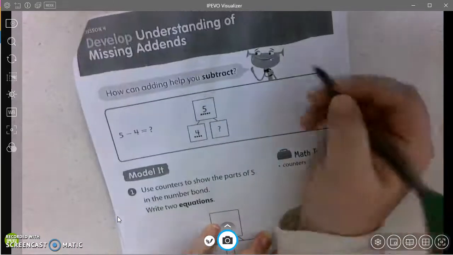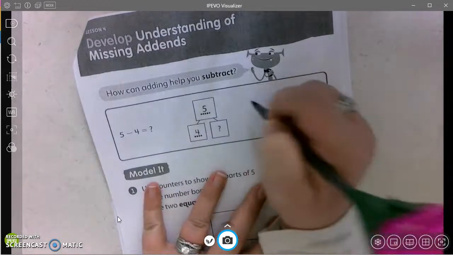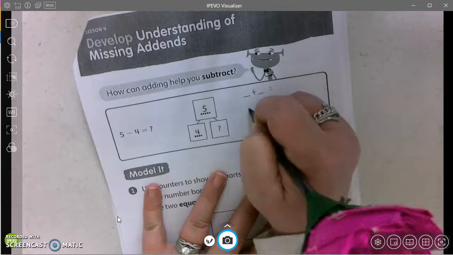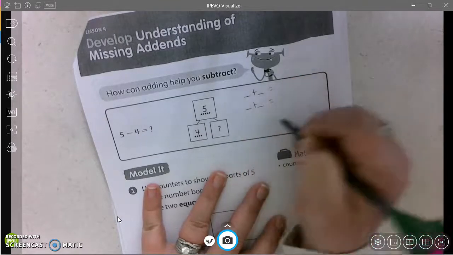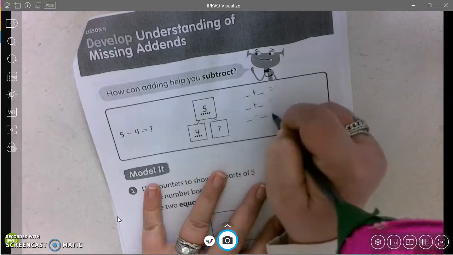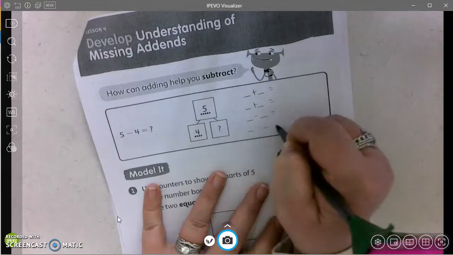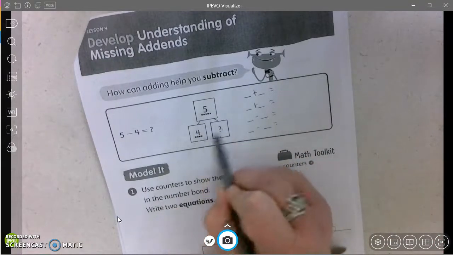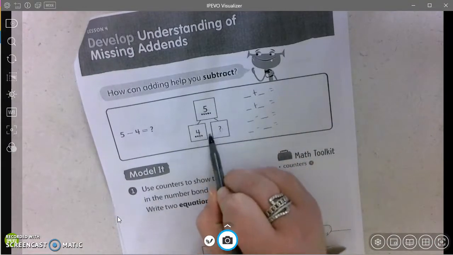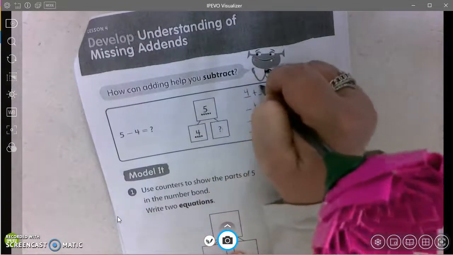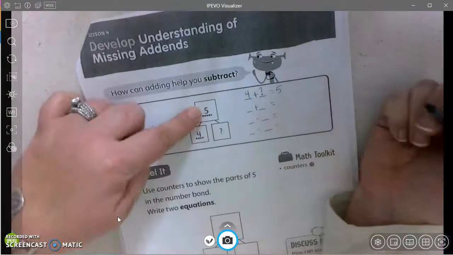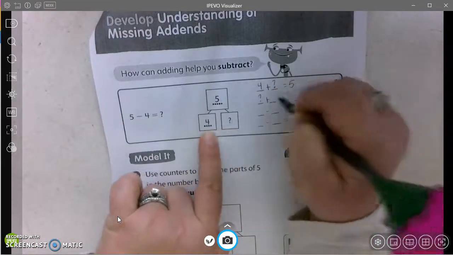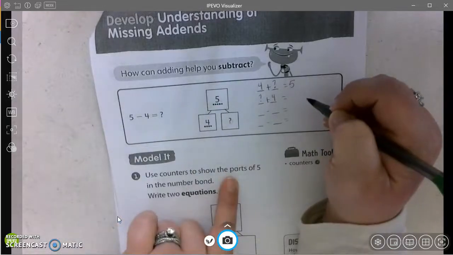4 equations. It's been a long time since we've done math, isn't it? So there's 2 addition equations for a fact family, and then there's 2 subtraction equations for each fact family. And they only use the numbers that are in our number bond. So using these 3 numbers, it would be 4 plus question mark equals 5. And then our plus goes back and forth down here. So then it would be question mark plus 4 equals 5.